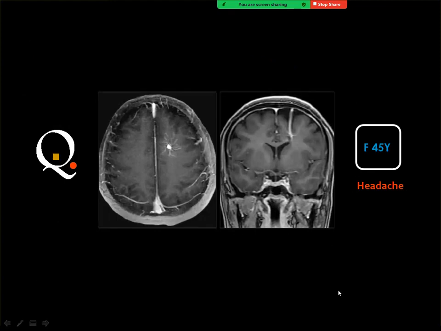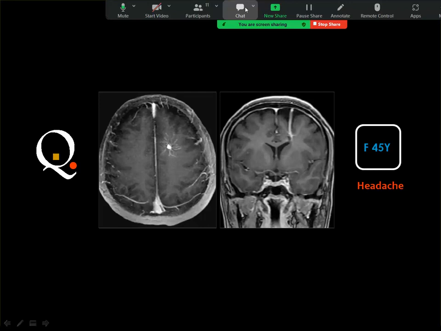The next case is a female patient, 45 years old, presented by headache, and this is an axial and coronal MRI T1 post contrast.